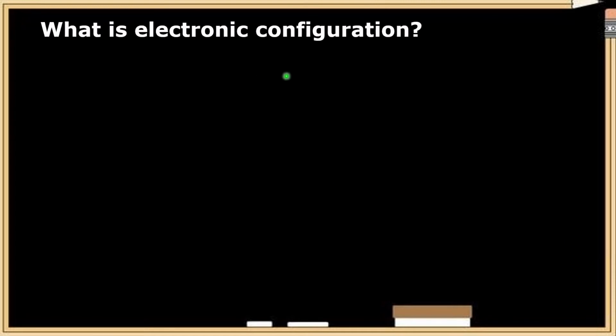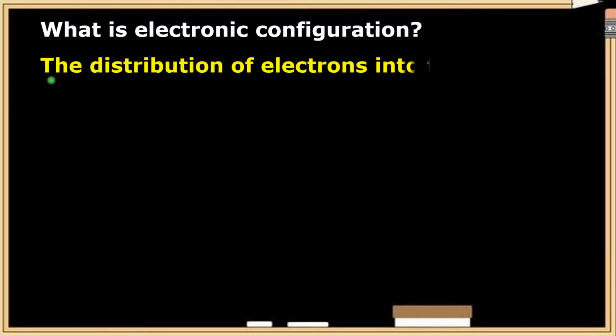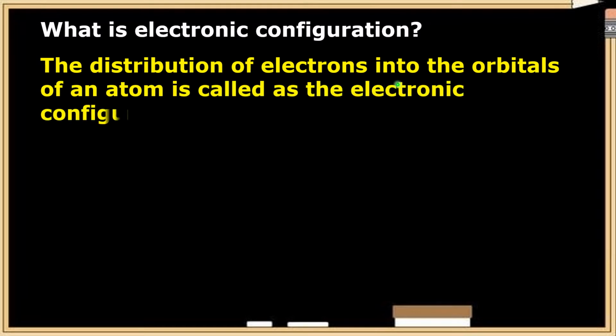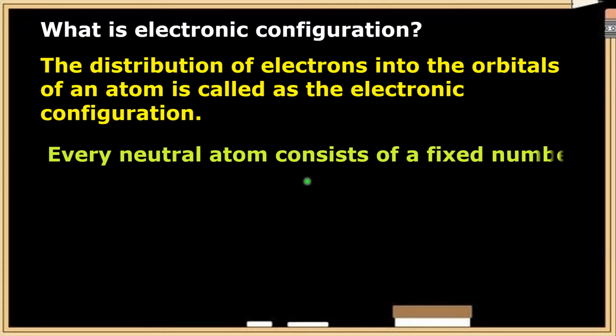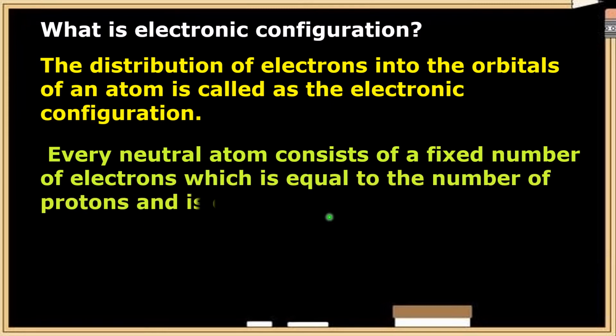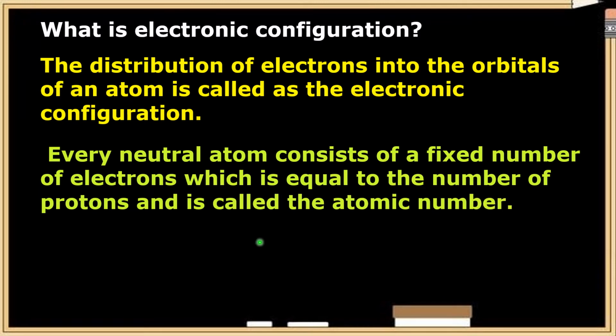So what is electronic configuration? Here is the definition of electronic configuration. The distribution of electrons into the orbitals of an atom is called the electronic configuration. Isn't it? Every neutral atom consists of a fixed number of electrons which is equal to the number of protons and is called the atomic number.